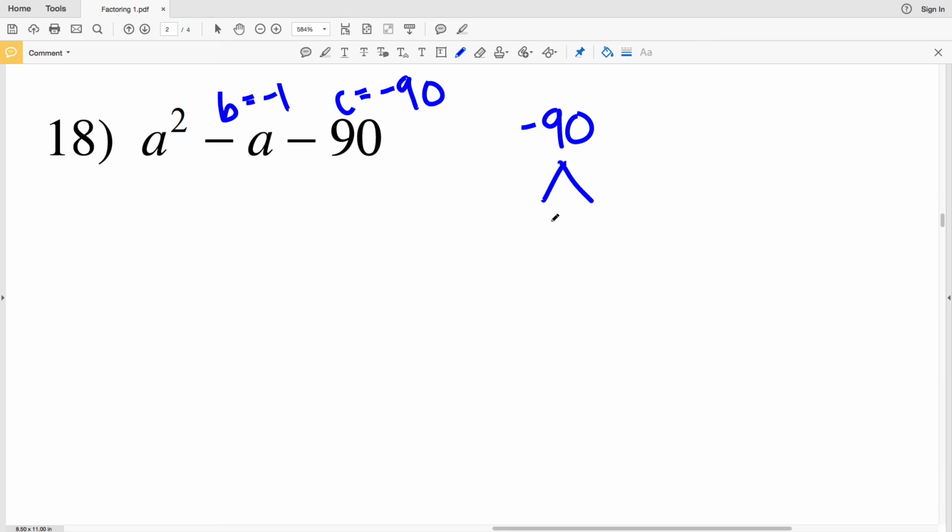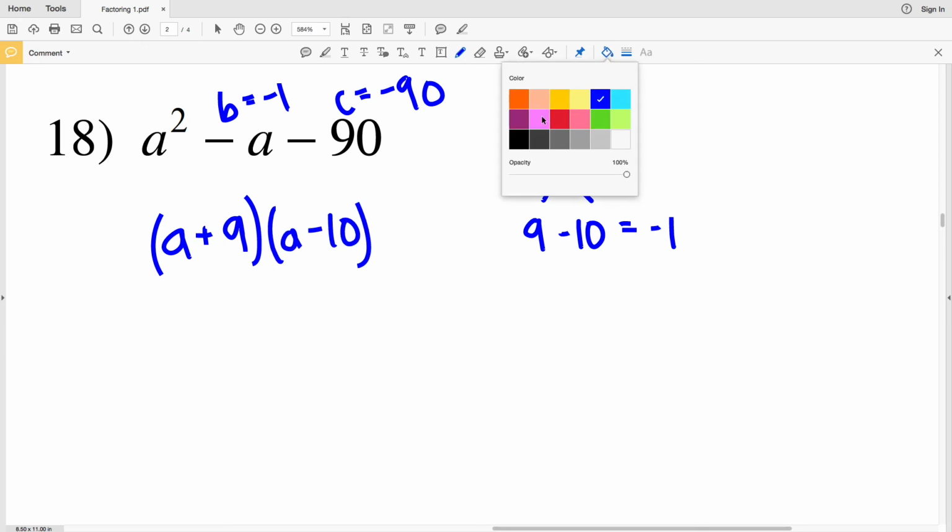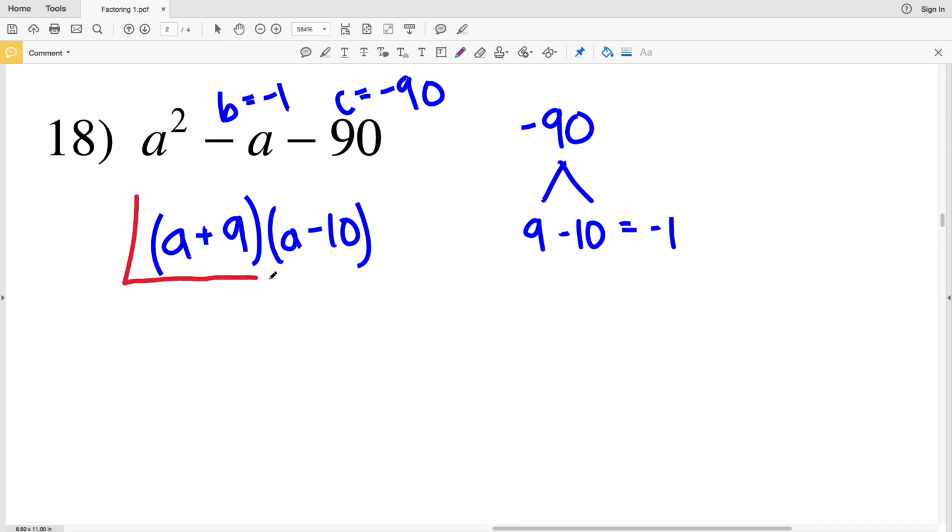And I know that 9 and 10, the difference between those two is 1. So my 10 is going to be negative to give me that 9 minus 10 is -1. They multiply to give me -90 and add to give me -1. So I'll have a plus 9 times a minus 10 as my final solution in number 18. And remember, the order in which we multiply those polynomials doesn't matter, so you could also write a minus 10 before a plus 9.